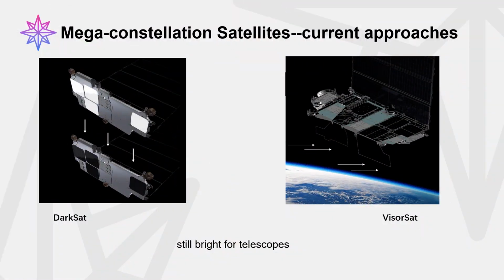Satellite producers proposed several solutions, including SpaceX's methods of painting the satellite body black or adding sun visors. The former cannot reduce the reflection of the infrared band. The latter, though, does have a certain effect of reducing brightness, but the satellites are still too bright for telescopes.